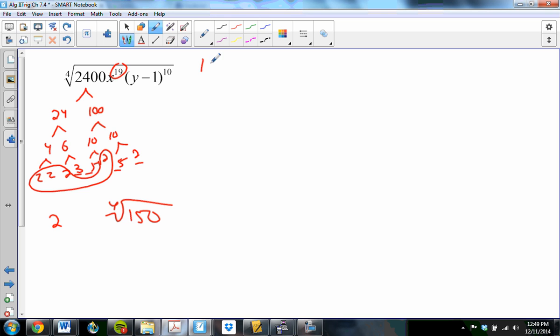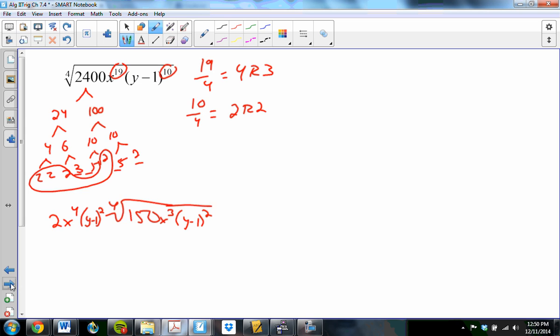19 divided by 4 is 4, remainder 3. So that's going to be x to the 4th, and then x to the 3rd inside. The remainder stays inside. 10 divided by 4 is 2, remainder 2.